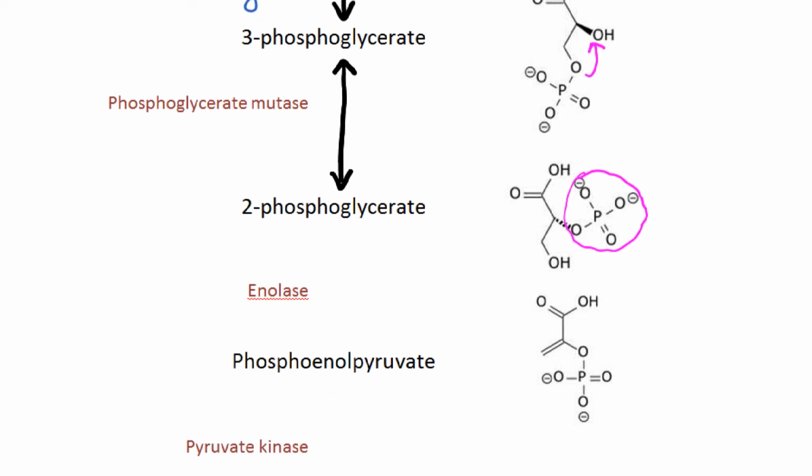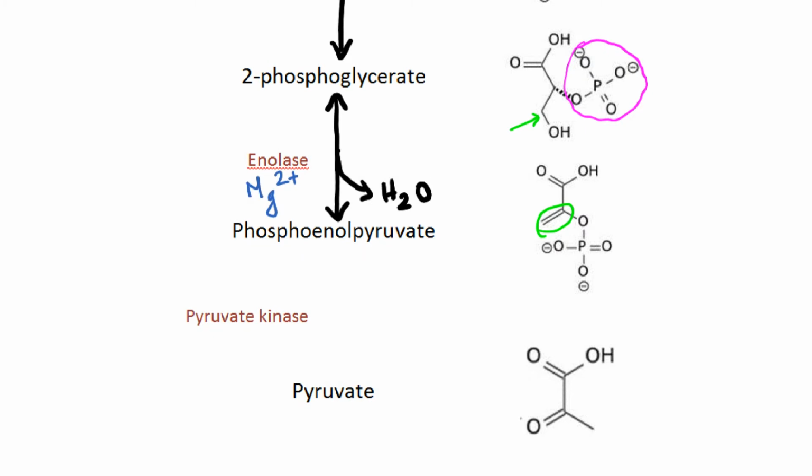The next step is going from 2-phosphoglycerate to phosphoenolpyruvate. This is a dehydration reaction which is carried out by enolase, and magnesium is a cofactor in this reaction. Here you see that a carbon double bond is formed.